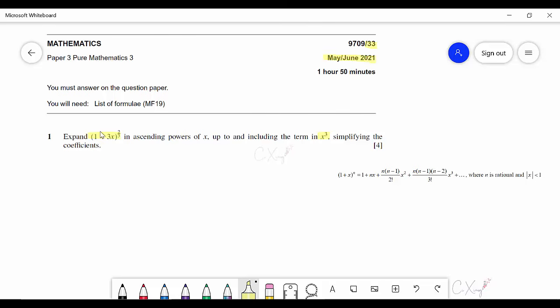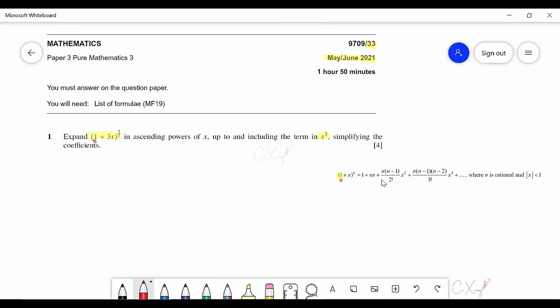Right, so for this question, generally it is binomial expansion. For binomial expansion, in A2 level, we are going to use this formula. And when you want to apply this formula, the very first thing is you have to ensure that the first term in the bracket should be a 1. Only then can you apply the formula here.